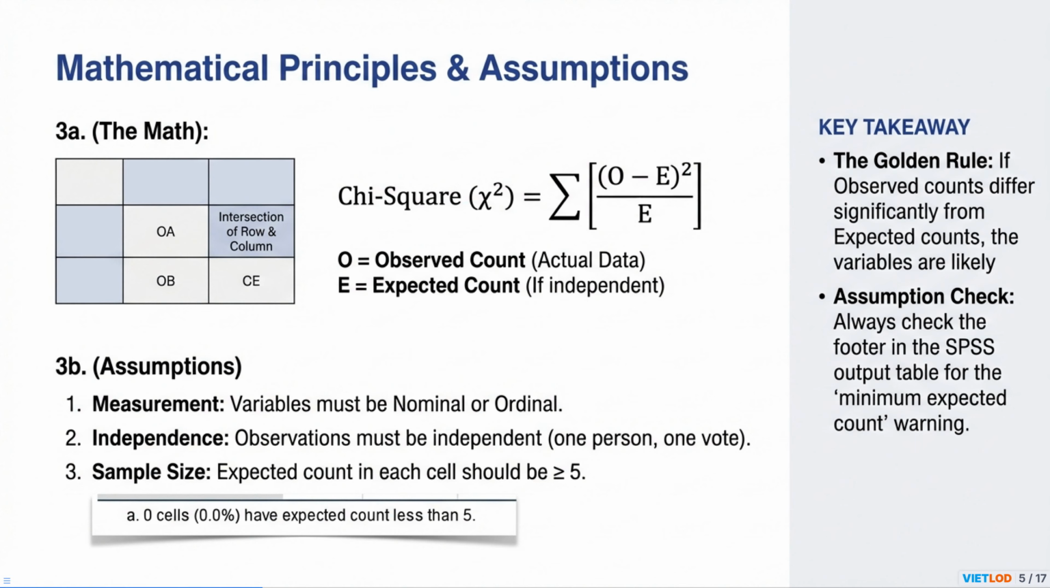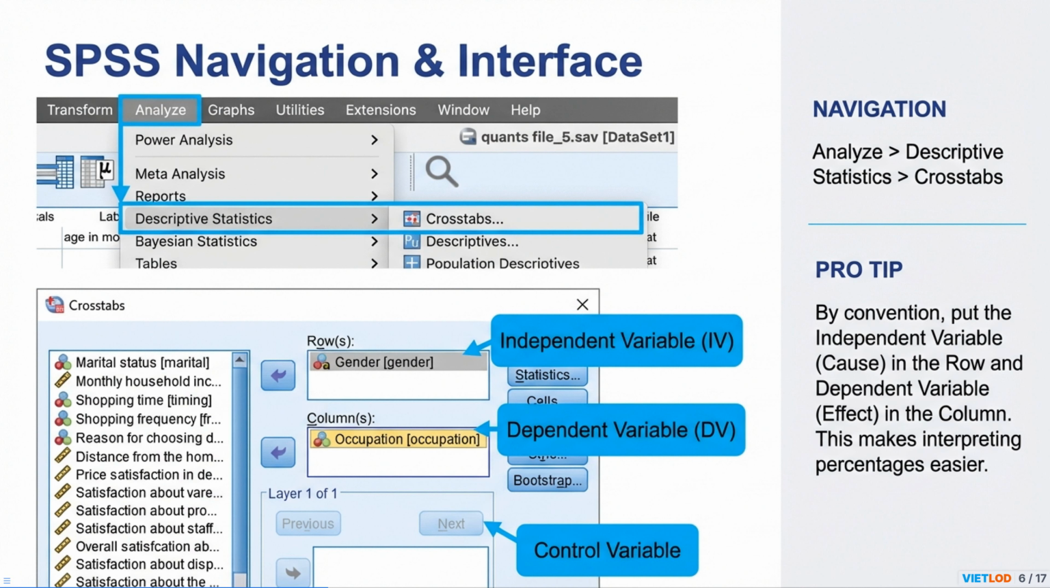If we are studying voting preferences, the independence assumption means we can't survey a husband and wife and treat them as two independent data points if one influenced the other's vote. Each observation must be a unique, independent choice. With the theory understood, let's see how to practically implement this in SPSS.